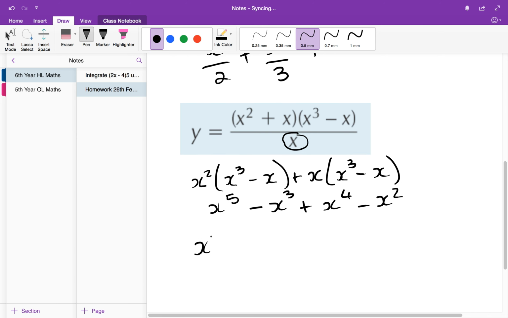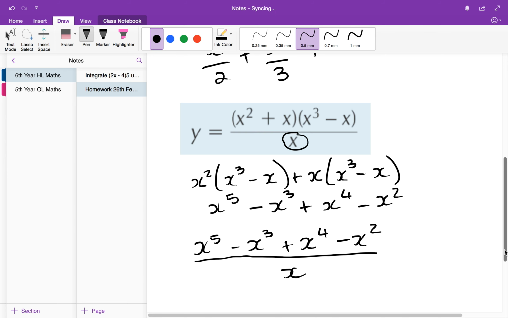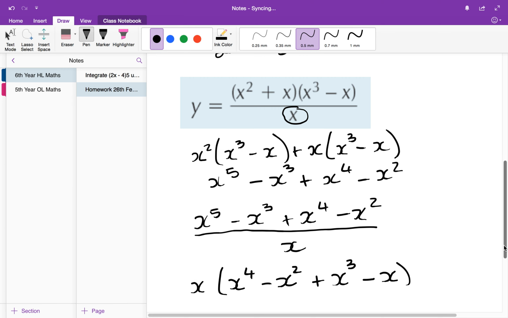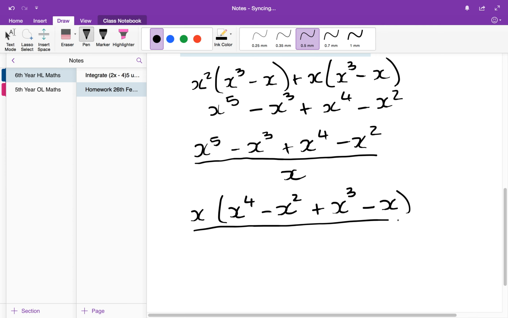So we now have x to the 5 minus x cubed plus x to the power of 4 minus x squared all over x. Now I could take out x squared here. Technically x squared is the highest common factor, but because the bottom line is x, I'm only going to take out x because that's what I need. So if you take x out of x to the 5, you get x to the 4. Your x cubed will become x squared. Your x to the 4 will become x cubed, and your x squared will just become x. And that is all over x, which will now cancel.